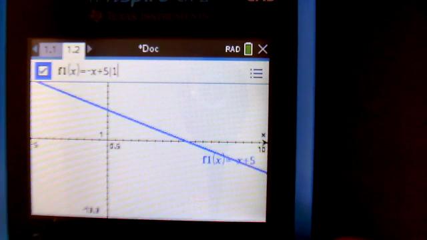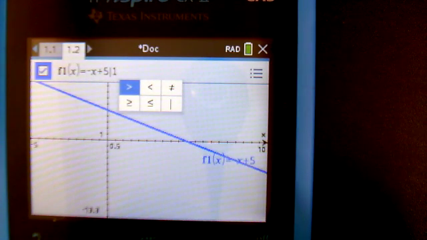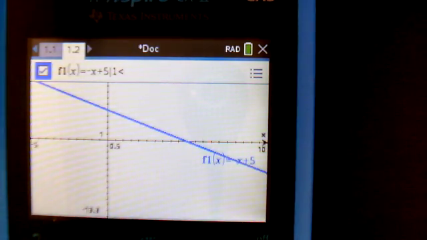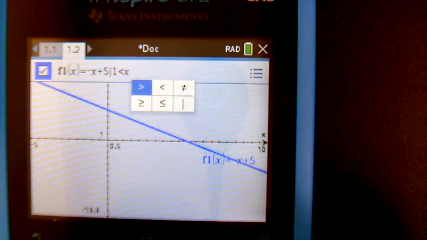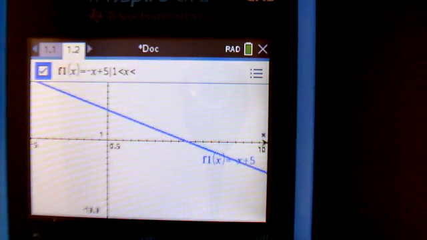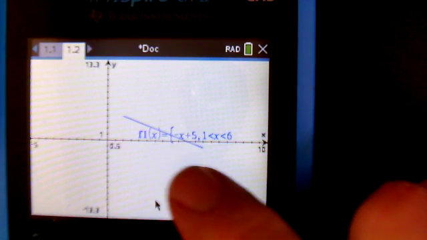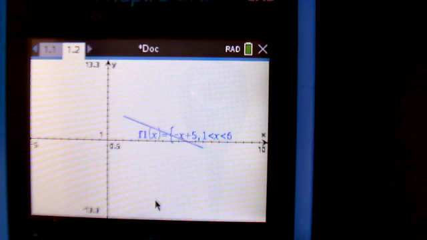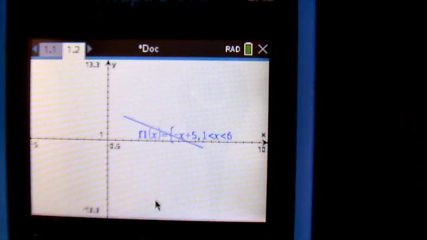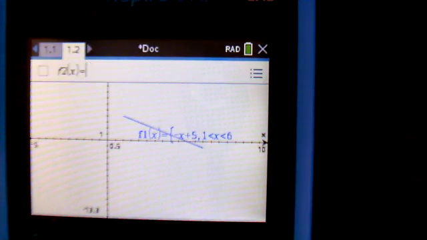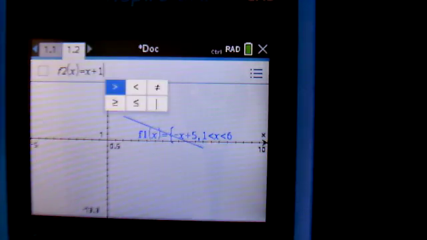So it's 1, and again I press control equals to get that menu. I do my less than, put my x in, control equals again to get my less than symbol, and 6. And when I press enter, now the line only goes between the x values of 1 up to the x values of 6. If I type in my second equation, I have to first of all hit tab again. I type in my second equation, which was x plus 1, and I'll put in my condition, control equals.